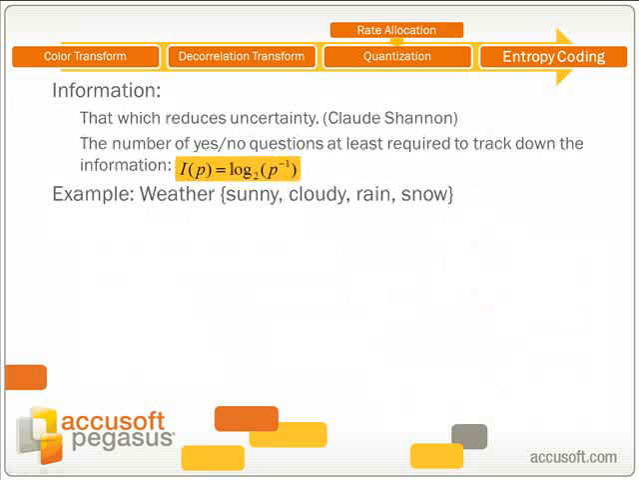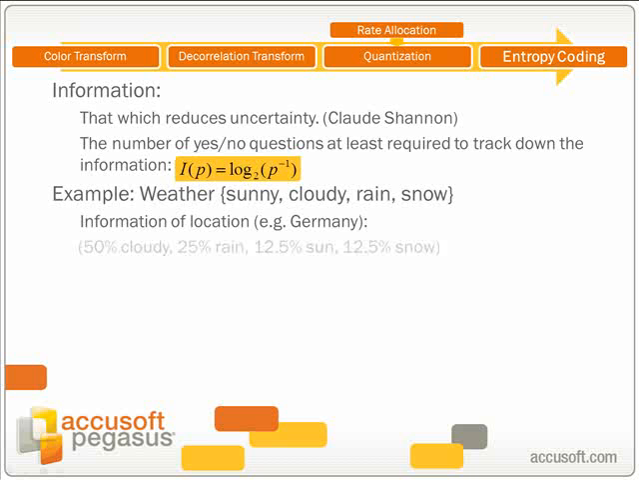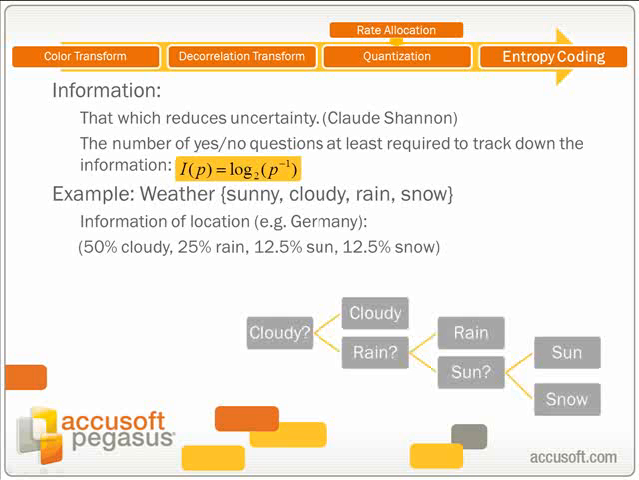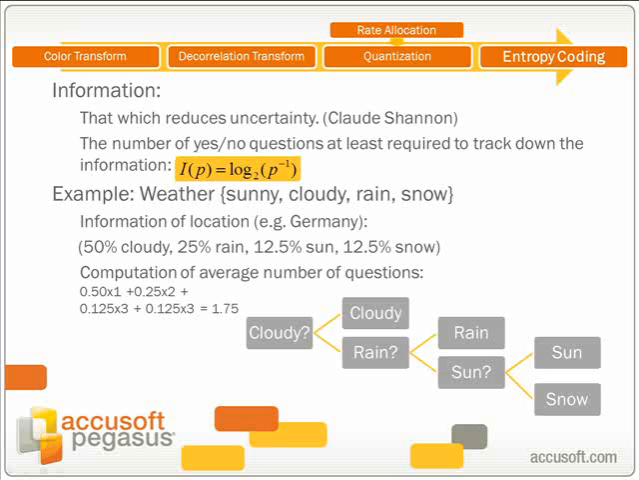Let's assume that we know our friend is located in Germany. Then the probabilities are different. Let's say there are 50% for clouds, 25% for rain, 12.5% for sun, and 12.5% for snow. Of course, we would ask the most likely first in order to overall ask fewer questions. As you can see here, on average, we can expect 1.75 questions for that scenario. Thus, we're able to benefit from our assumption.